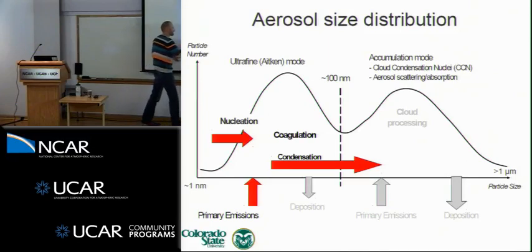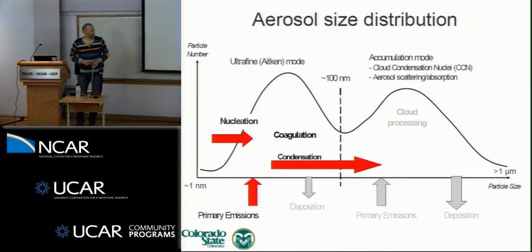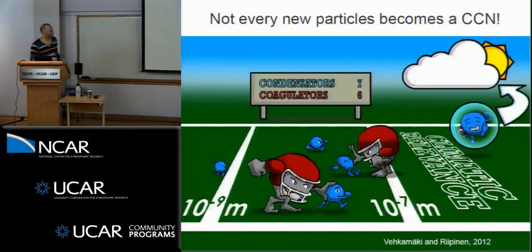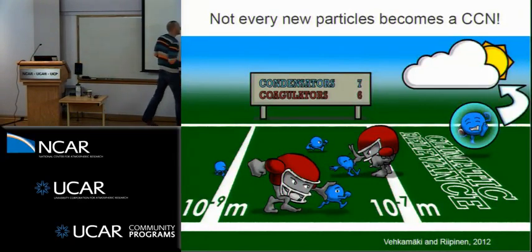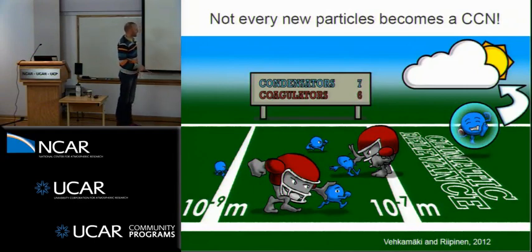They can grow through condensation to become CCN if they don't coagulate with a pre-existing particle first. So this competition between coagulation and condensation is the inspiration of this cartoon that my friend Ilona Rippinen and Hanna-Pekka Makki put together for their paper. And so we have particles that are formed, say, through nucleation, with diameters of about 1 nanometer. In order to affect climate, they need to make it to sizes of about 100 nanometers.